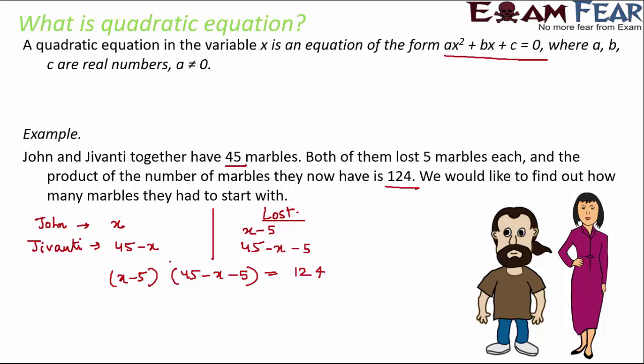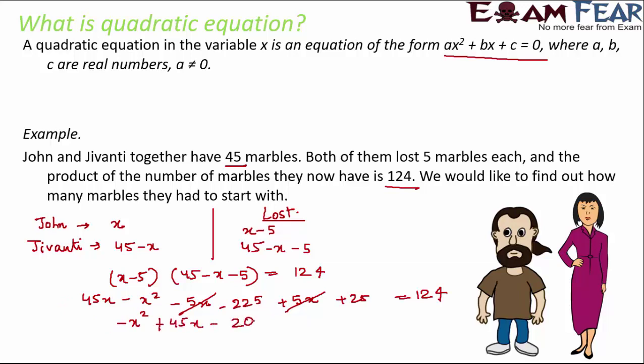Now if we do the calculations, we get 45x minus x square minus 5x minus 225 plus 5x plus 25, and this is equal to 124. So minus 5x plus 5x will cancel out. This will turn out to be minus x square plus 45x minus 200 is equal to 124. Again, if we shift 124 to the left hand side, we get minus x square plus 45x minus 324 is equal to 0, or we can say x square minus 45x plus 324 is equal to 0. So this is a quadratic equation.